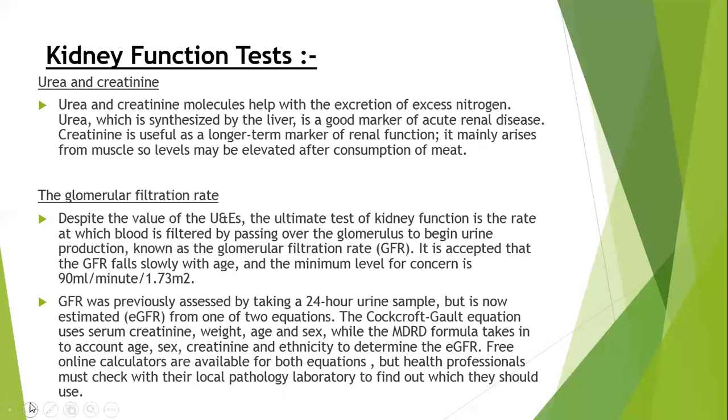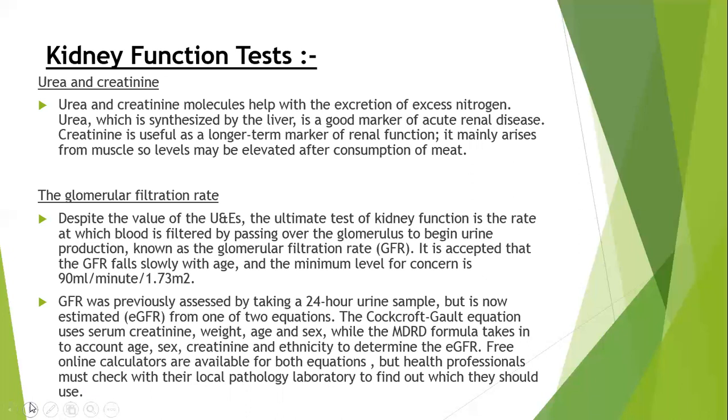Now we'll come to the tests. We'll be discussing clinical biochemistry, blood tests, and also imaging. So let's come to the blood test first. Number one is urea and creatinine. These are basically the diagnostic tests we're talking about. Urea and creatinine tend to increase in the blood due to inadequate excretion in impaired kidney function.